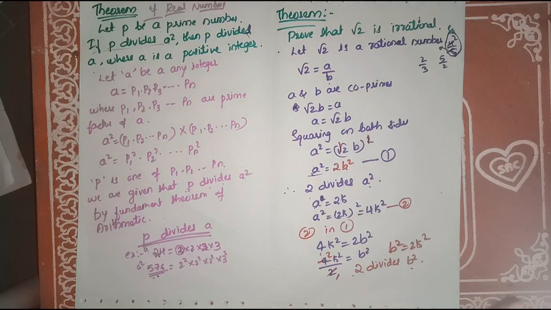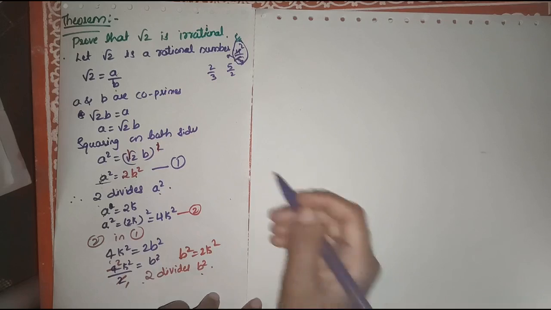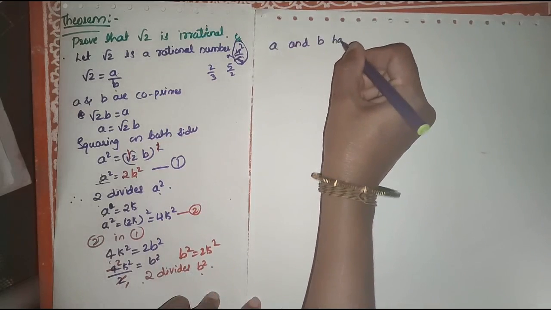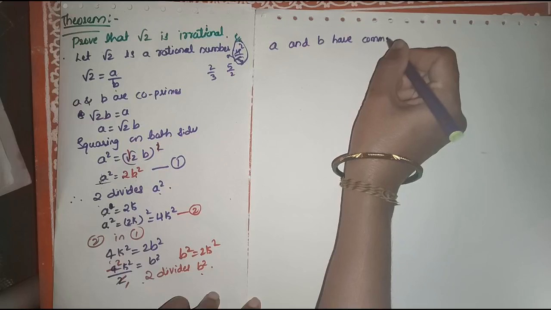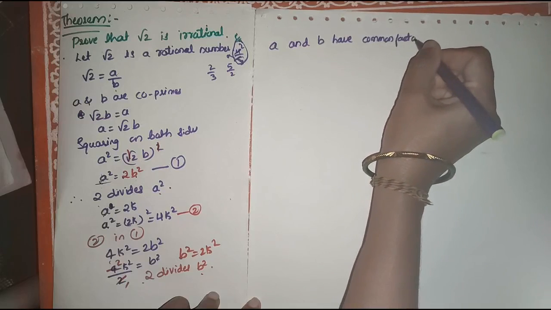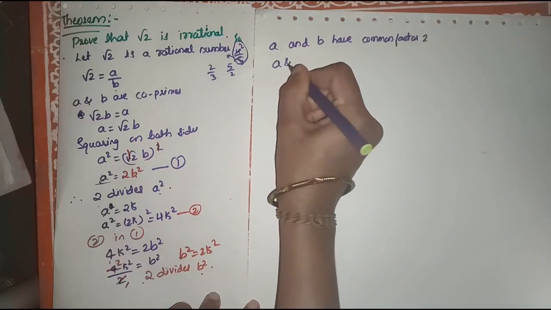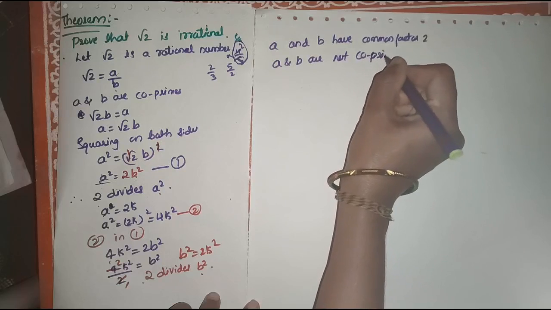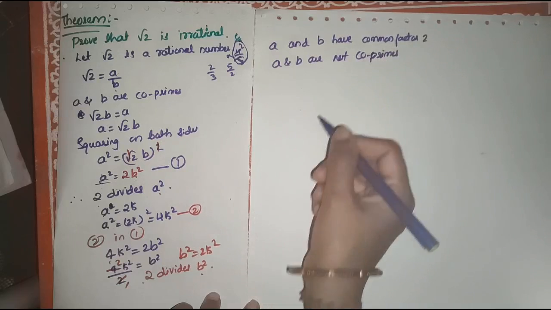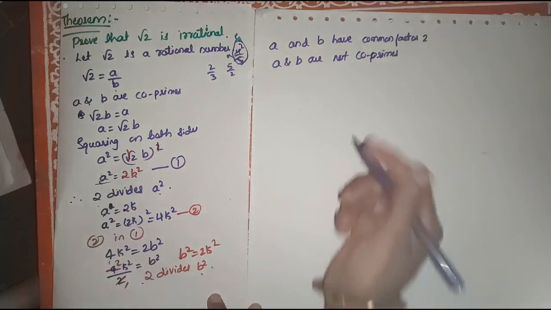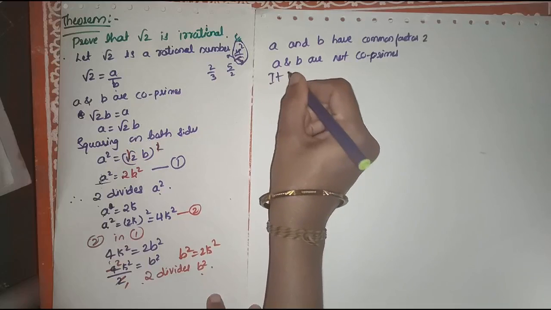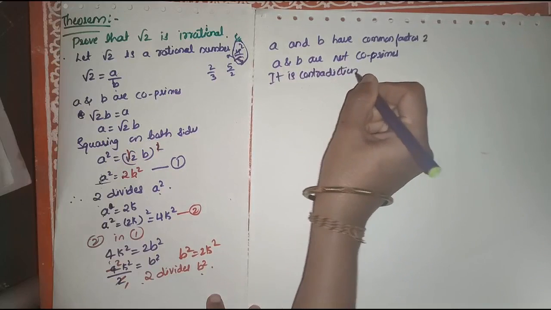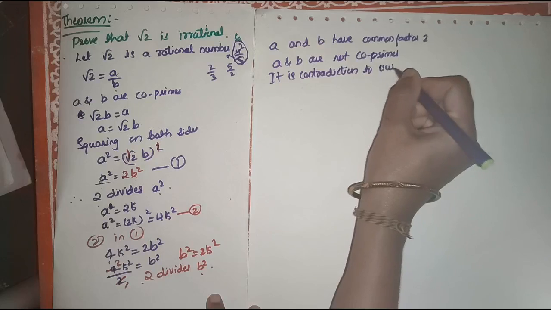Here what we need to conclude. So here a and b have common factor 2. So here a and b are not co-primes. So what it is, contradiction to our assumption.